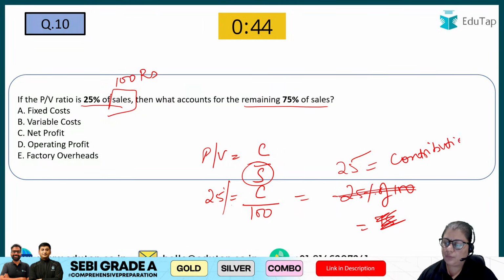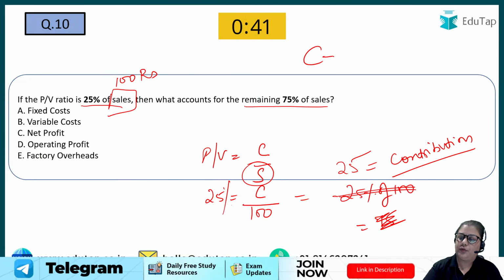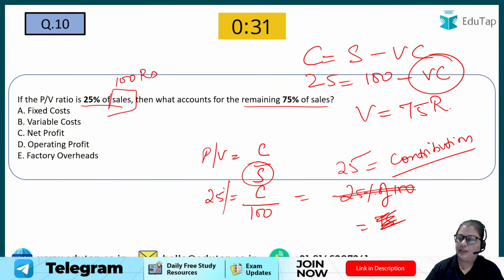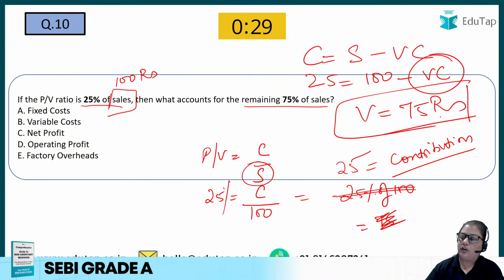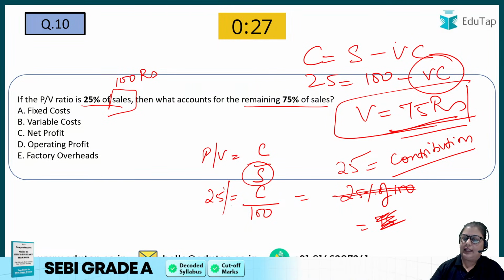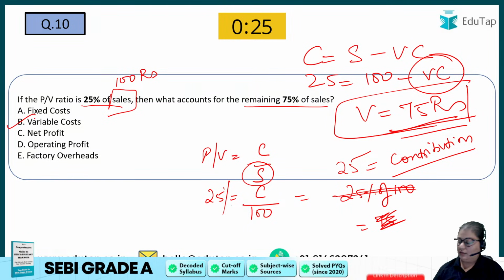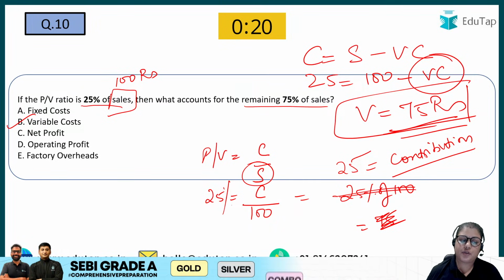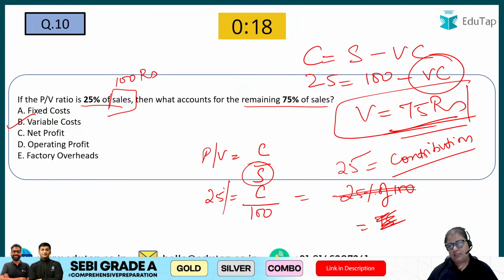So what will be the formula for contribution? Contribution is equal to sales minus variable cost. Contribution is 25, sales is 100 minus variable cost. What will be the variable cost? 75 rupees. So that means my variable cost is 75% of sales. That is, the answer is B, right? So the 10th answer is option B, that is variable cost. Okay?